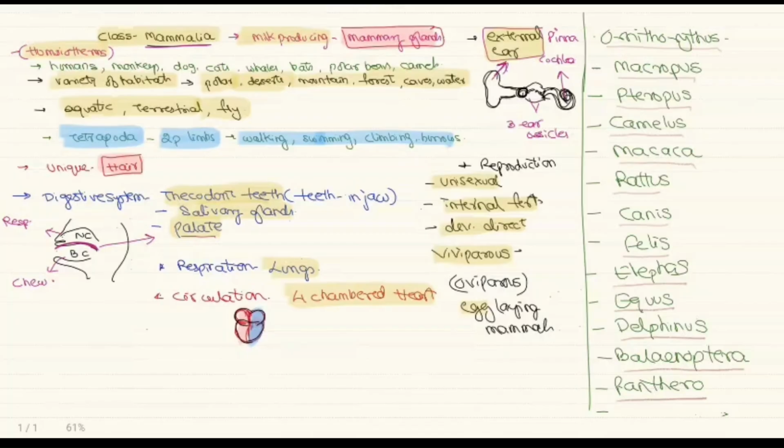So this is about the total classification of Vertebrata as well as the end of the animal kingdom chapter.